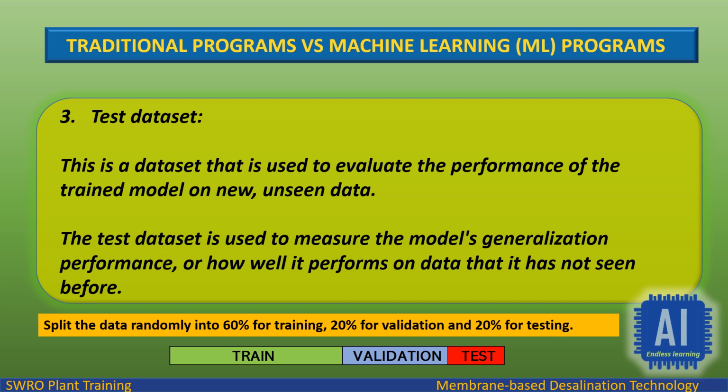Test dataset. This is a dataset that is used to evaluate the performance of the trained model on new, unseen data. The test dataset is used to measure the model's generalization performance, or how well it performs on data that it has not seen before.